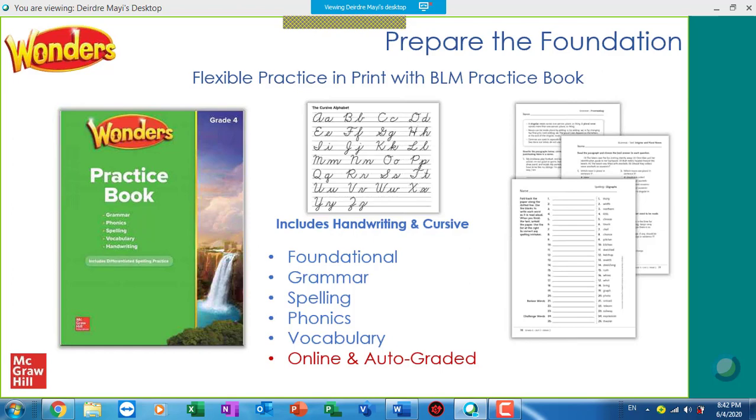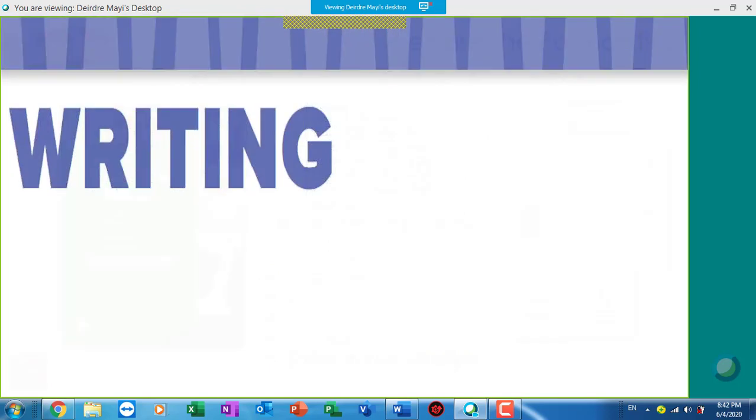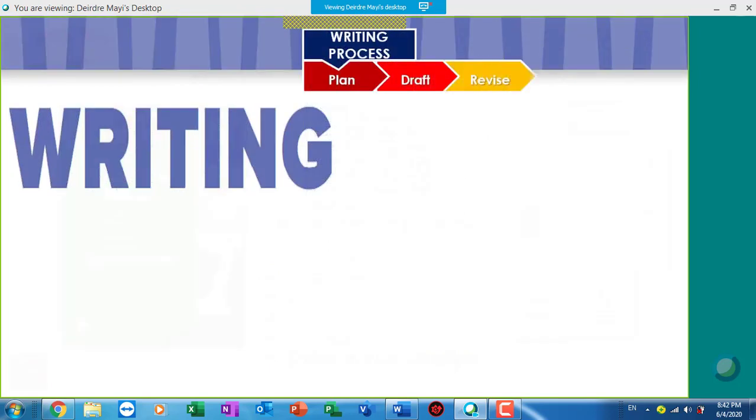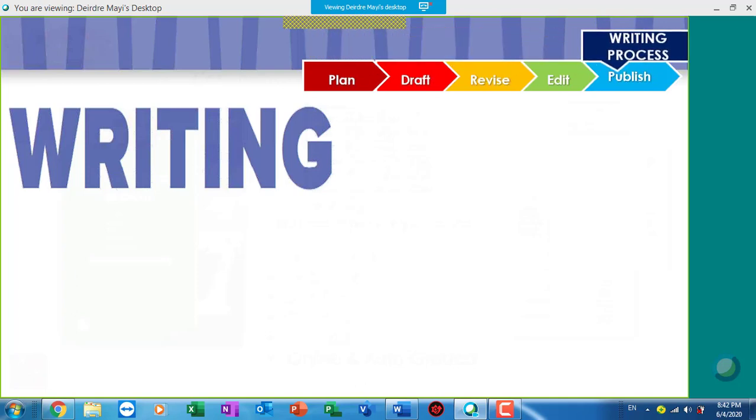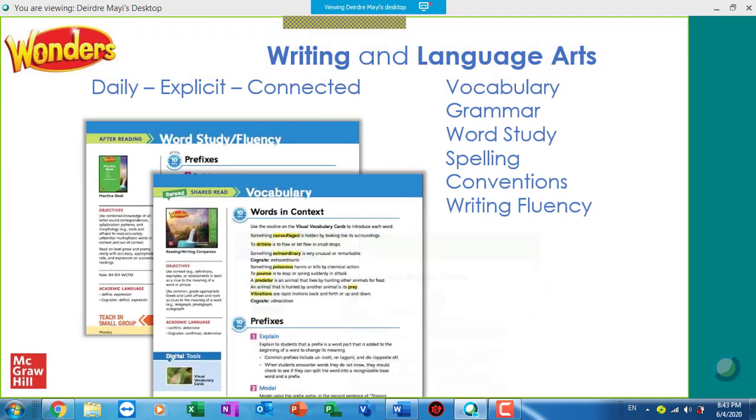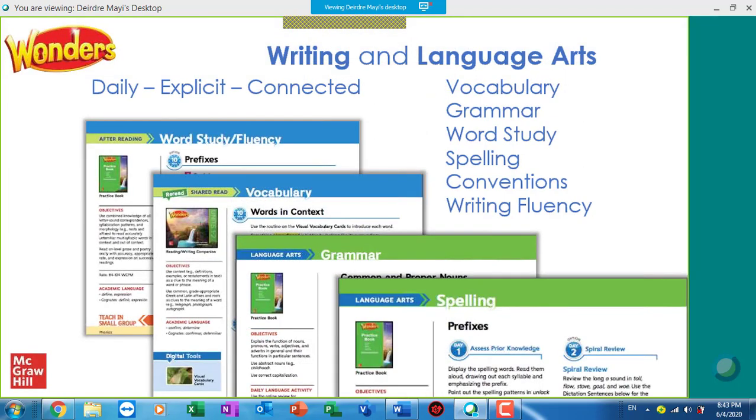Now let's turn our focus to writing. It's really important for students to be able to engage in process writing. How do we make that a reality in Wonders 2020? Within the Reading Writing Companion, you're going to find that students write daily. Students are engaging in analytical writing, but they are also engaging in vocabulary instruction, grammar instruction, spelling instruction, things that make students better writers.